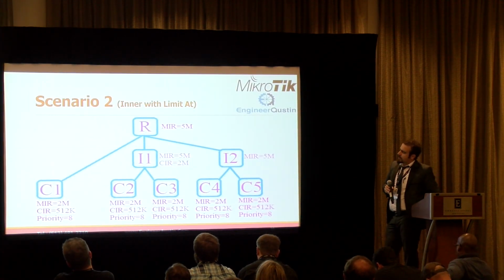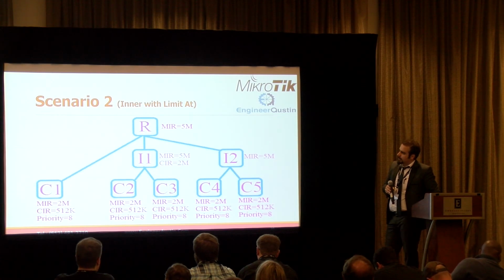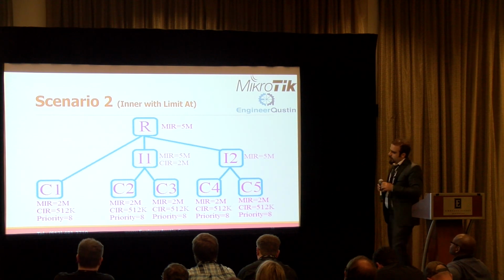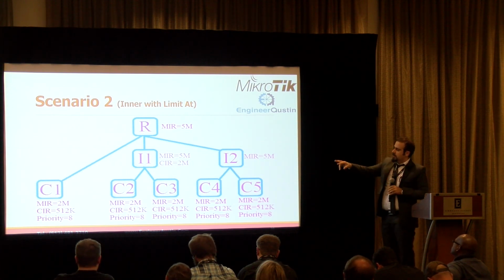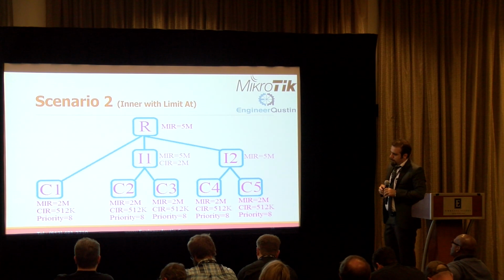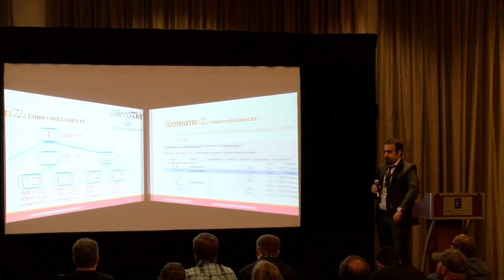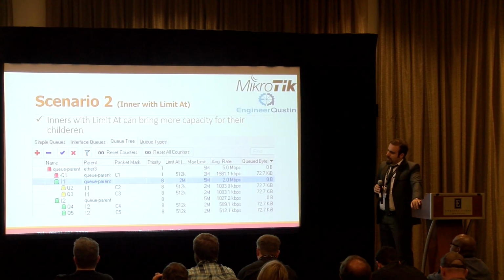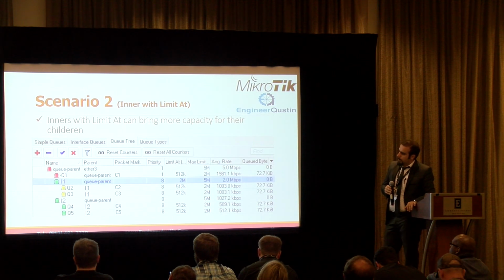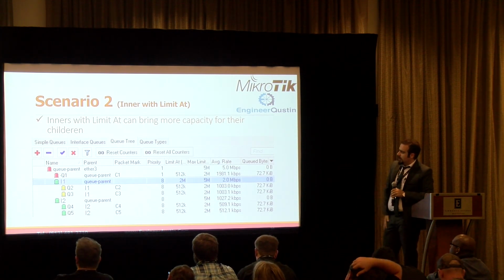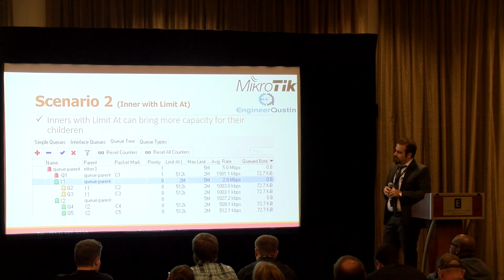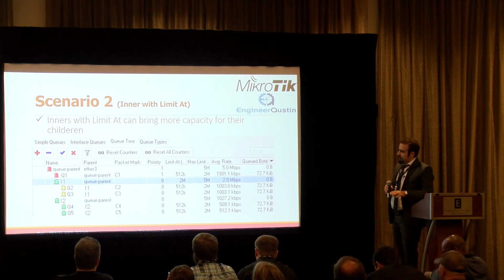Now we set the limited-at for the inner queue, and we expect C2 and C3 to take more traffic than C4, C5, and C1. What happened? You can see C2 and C3 take more traffic, something like 1 megabyte. And the others have the lowest traffic.